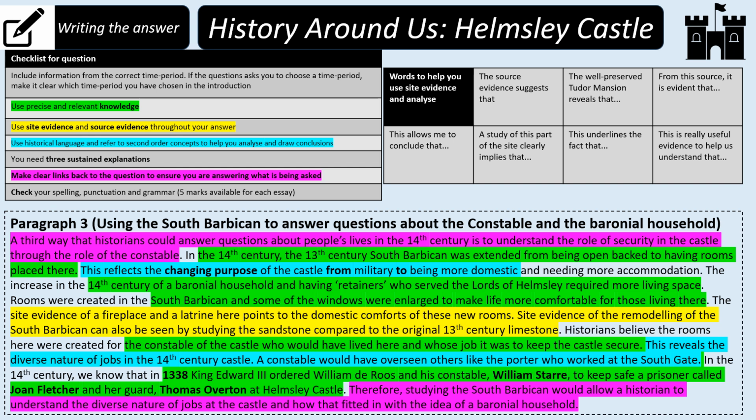So there we have 3 examples. We've really used site evidence to drive our answer there and to answer questions about people's lives. So as long as you're doing those things, you've got precise knowledge, you've got site evidence driving your answer, and then you're using some sort of analysis, that's the blue bit, then you're going to pick up the marks, and at the start and the end of each paragraph, just like you would for the other exam questions, you're making links to the question. That is basically how you do Helmsley Castle.